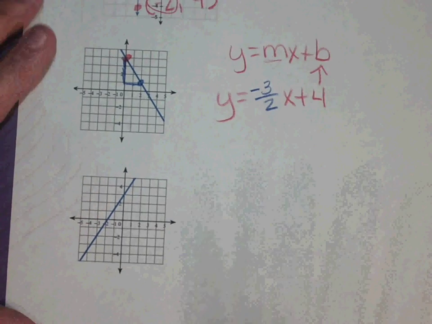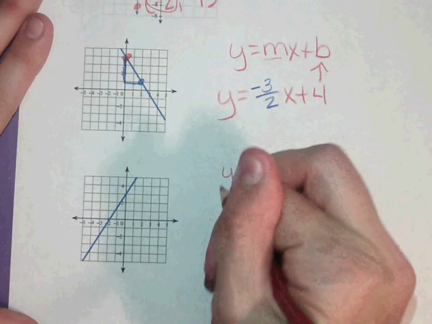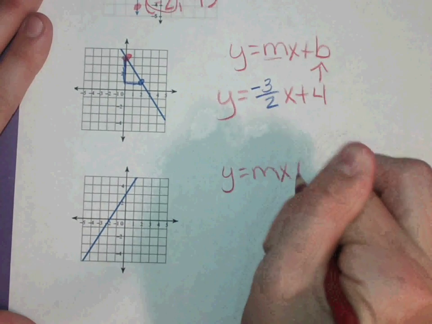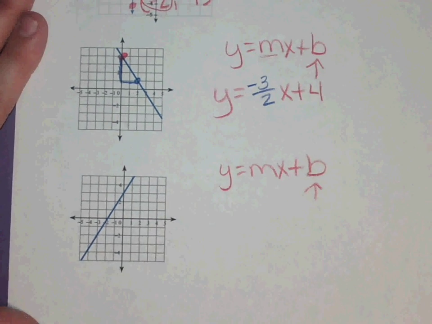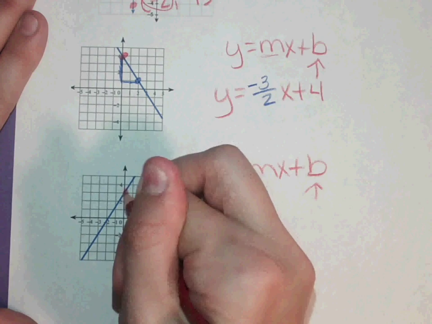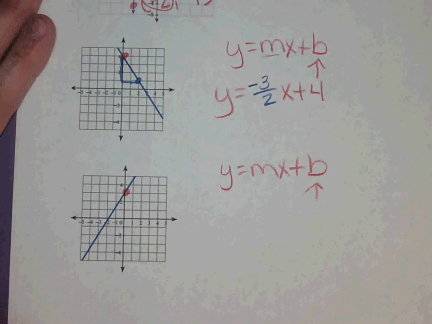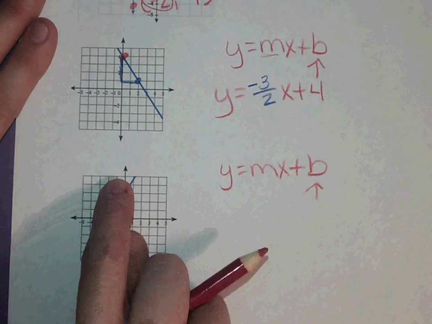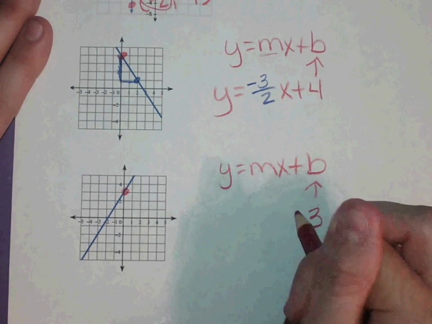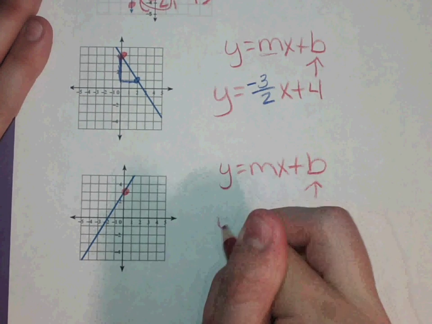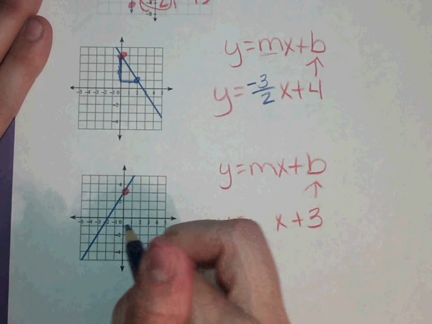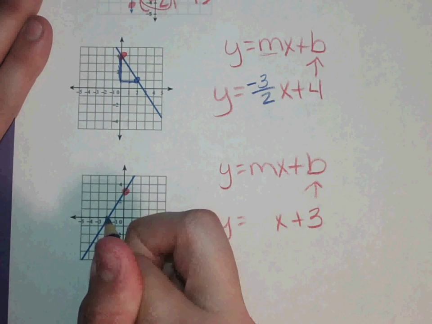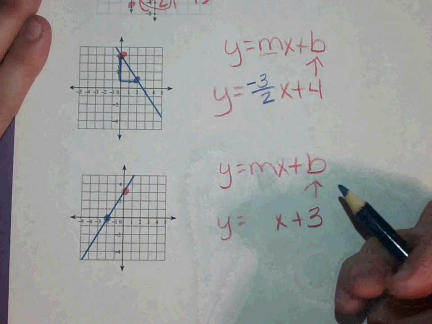So let's look at this one. The first thing I'm going to do, rewrite my slope-intercept form, and I'm going to find that y-intercept, where it crosses the y-axis, and it looks like it intersects right here, and that is between 2 and 4 at 3. So now I'm just going to find another point. It looks like it crosses exactly right there.